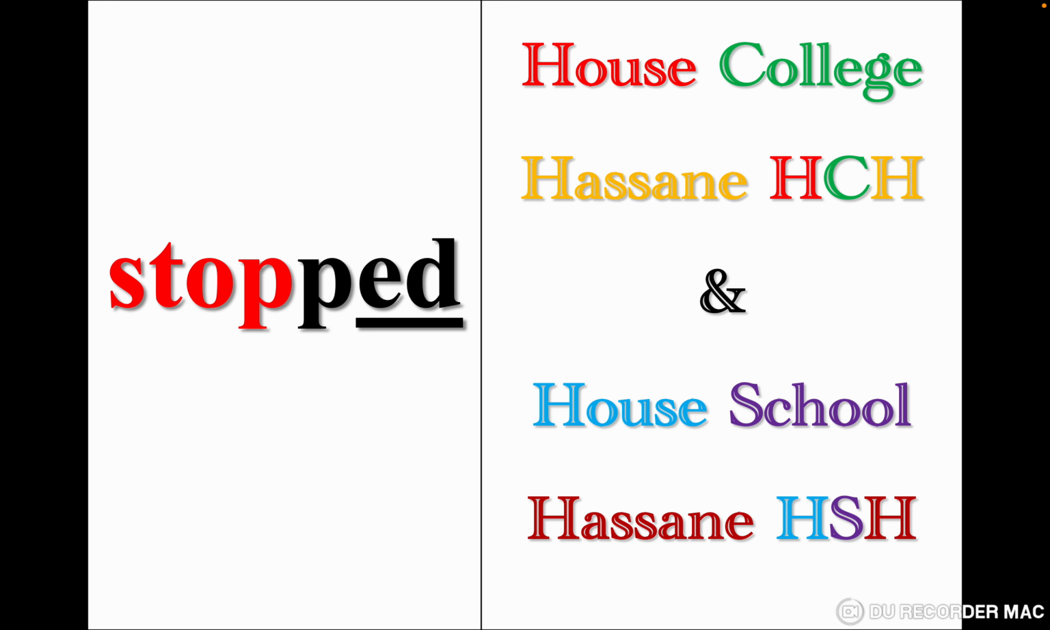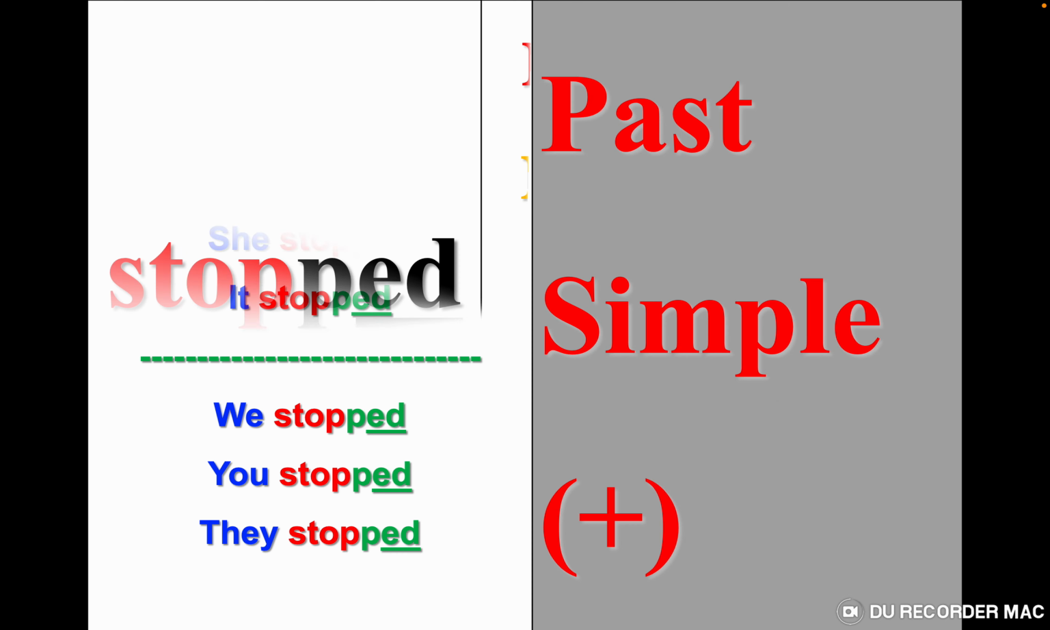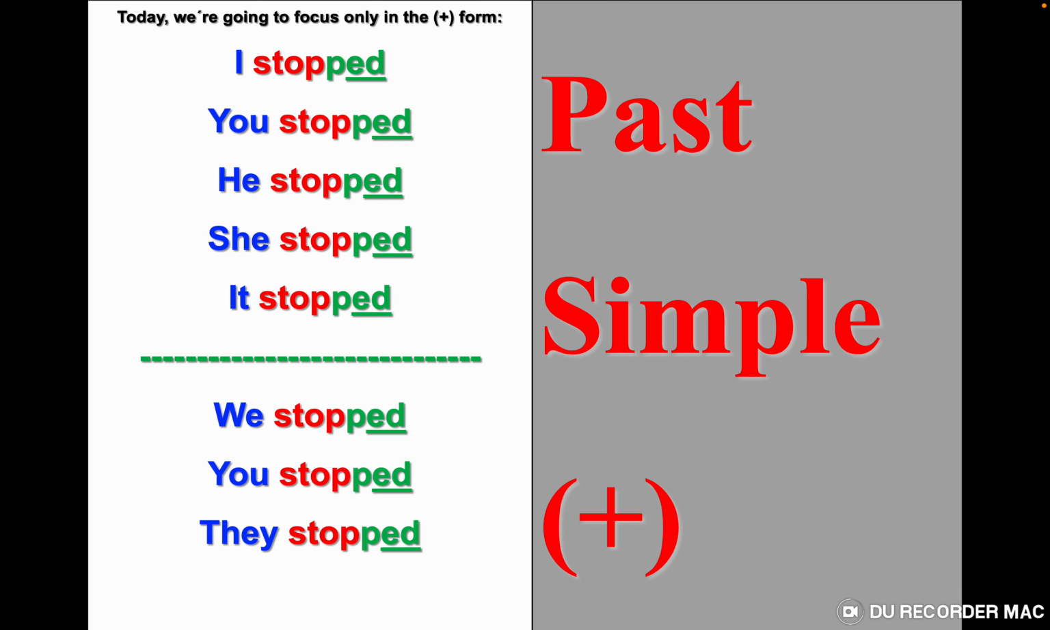Some students say it with a d sound. It's not correct. It's stopped. The sound is T, not D. I stopped. You stopped. He stopped. She stopped. It stopped. We stopped. You stopped. They stopped.